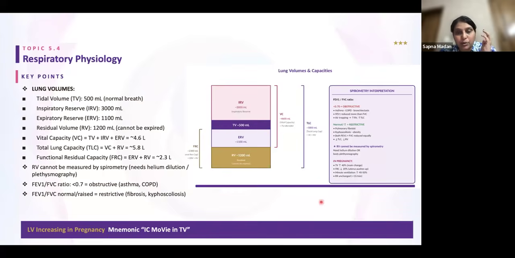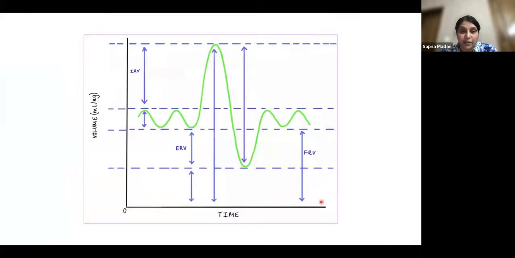Okay, so the lung volumes which increase in pregnancy, the mnemonic is I see movie in TV. So inspiratory capacity will increase, movie, so minute volume will increase, in is nothing, and the tidal volume will increase. So these are the lung volumes which are going to increase in pregnancy.